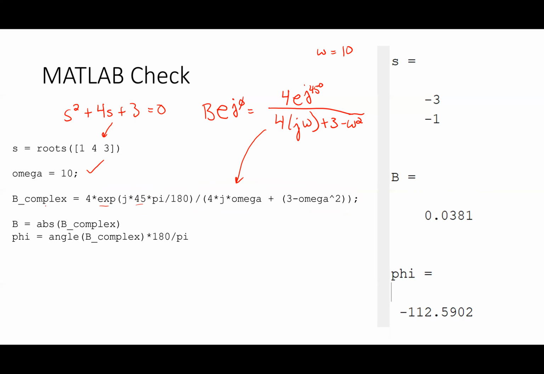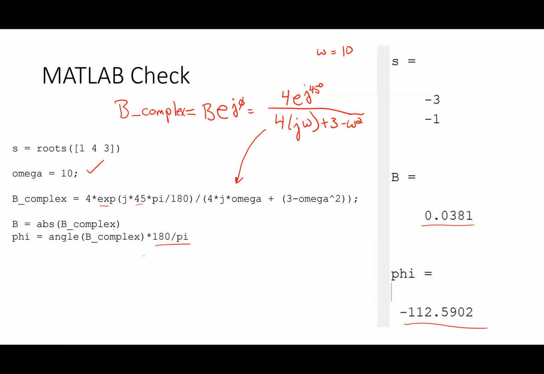I called this B complex. In the terminology I'm using here, I called B e to the j phi B underscore complex. So that is a complex number with a magnitude and an angle. I solved for B complex, and then if I took the magnitude of B complex, the magnitude would be B, and the angle would be phi. I multiplied by 180 over pi to see that angle in degrees. And I see that B is 0.0381 and phi is negative 112.5902.